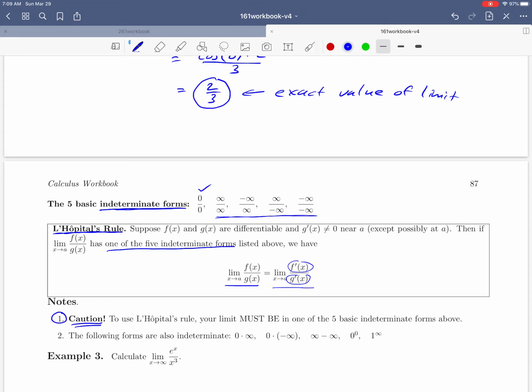I do want to make a couple of comments first, and we'll see this in the examples that we do. First of all, it's very important to realize that if you want to use L'Hopital's rule, then you have to be in one of these indeterminate forms. Our limit has to look like one of these 5 forms up here in order for this rule to work for us. The second is a comment about some other types of indeterminate forms: 0 times infinity, 0 times negative infinity. Those are situations where we can also use L'Hopital's rule. Those types of problems are a little bit different, so depending on how much time we have, we may actually look at a couple of those.